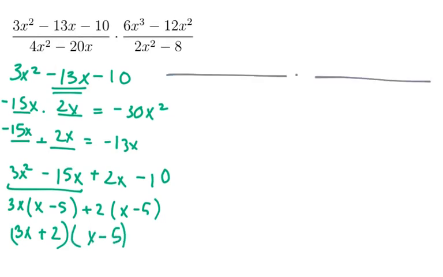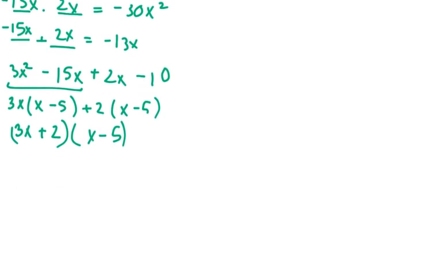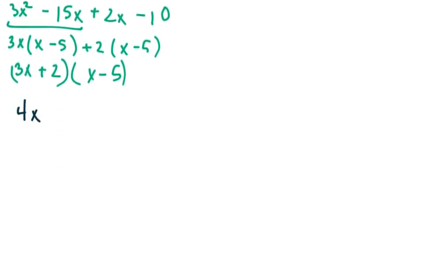So we can now go ahead and put that here. We'll replace 3x squared minus 13x minus 10 with 3x plus 2 times x minus 5. And then we'll move on to factoring 4x squared minus 20x. Okay, it's only 2 terms, but it looks like it has some stuff in common. We want to pull out the GCF. Even if it was more than 2 terms, we always want to look for a GCF first.